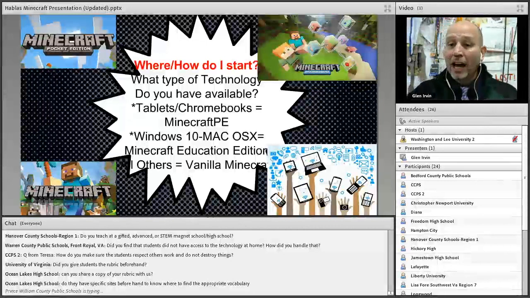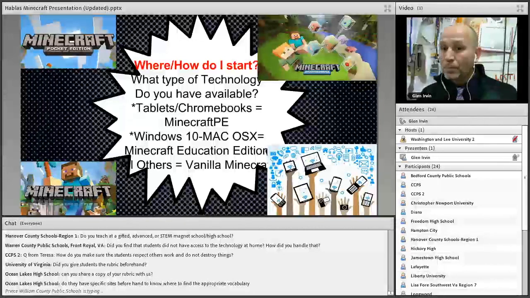If you have iPads, for example, you can use Minecraft Pocket Edition. It works fantastic, especially for younger students. It is perfect. Their hands are great for these things. If you have Windows 10 or the latest version of Mac, then you can use Minecraft Education Edition. But there is also regular, what's called vanilla Minecraft, and you can use it on almost any computers, but not Chromebooks. That's just the generic version of Minecraft.